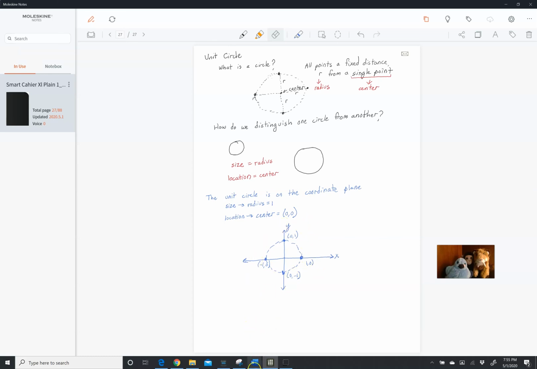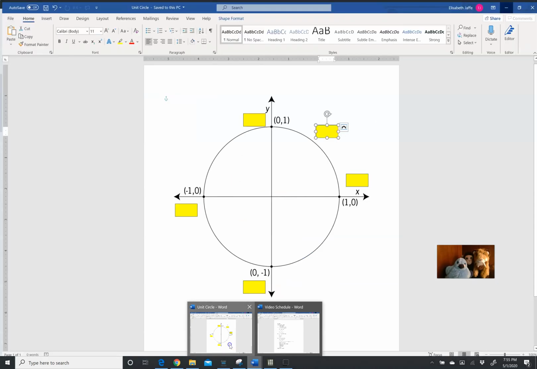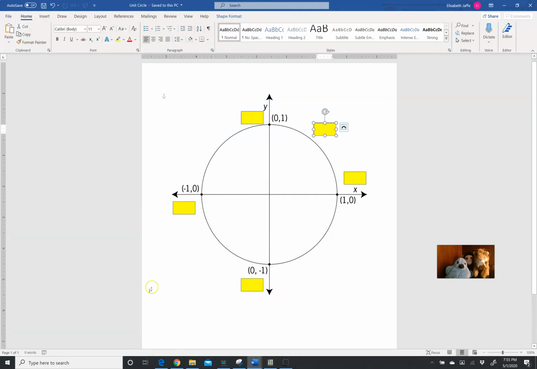So what does it look like when it's drawn well? It looks like this, okay? Ignore the yellow boxes for right now. Here's a nice, beautiful circle. We have our 4 points. Our radius is 1, and our center is at the origin. So this is our unit circle.